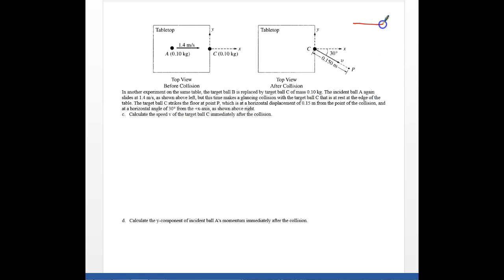So if we were looking at the side of the table, so here's the table, if we're looking at the side of the table, this distance right here would be that 0.15 meters.